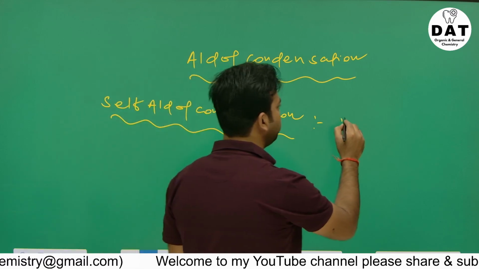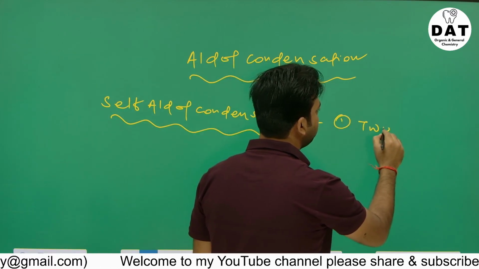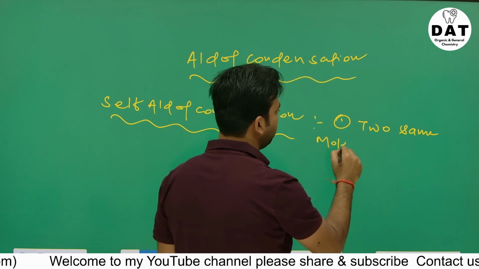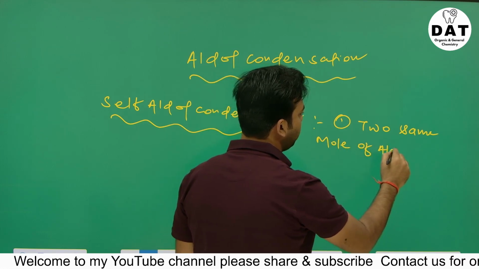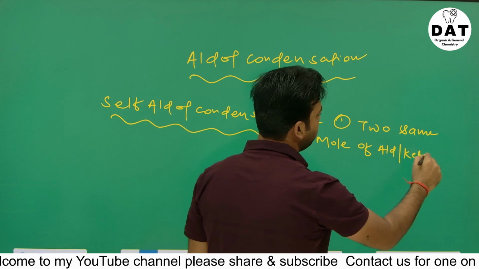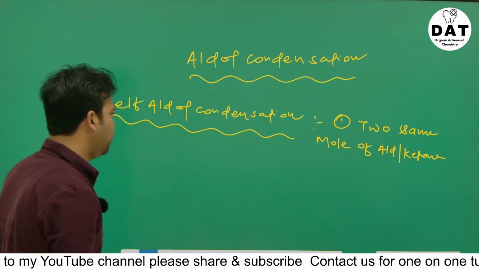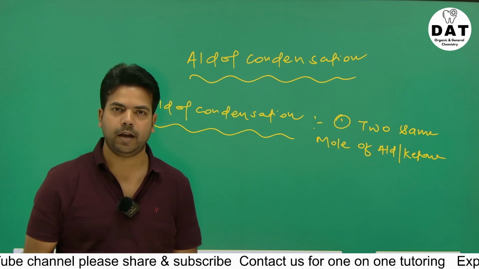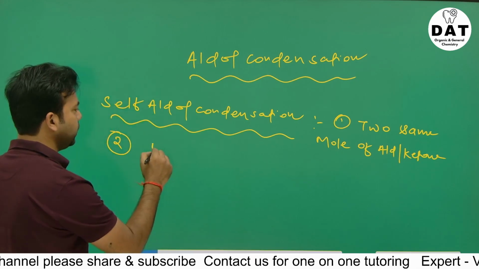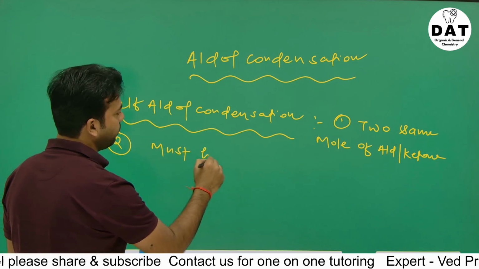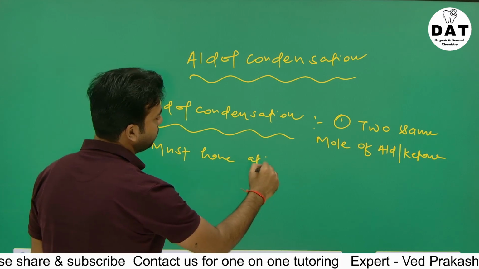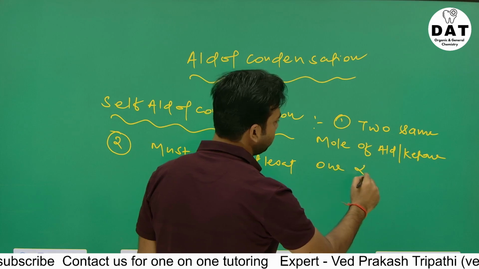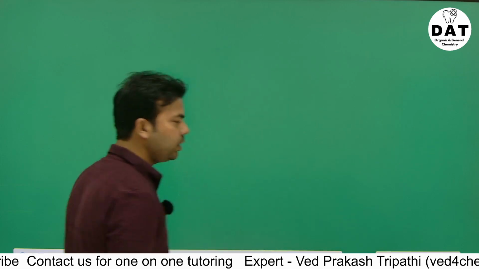So 2 same mole of aldehyde or ketone. Okay. The second condition is they must have at least one alpha H. So let me discuss what is alpha H and all.